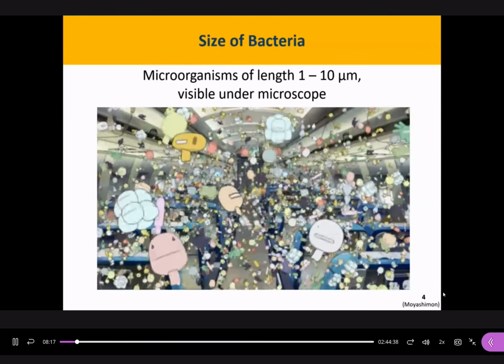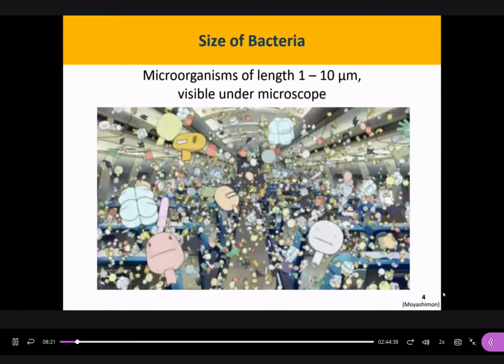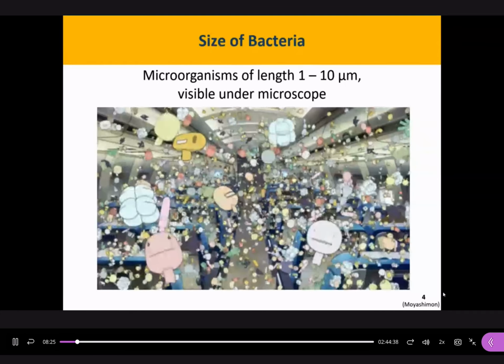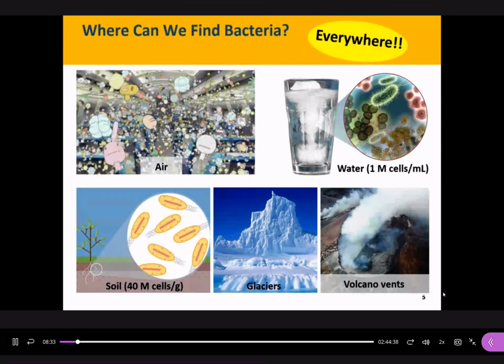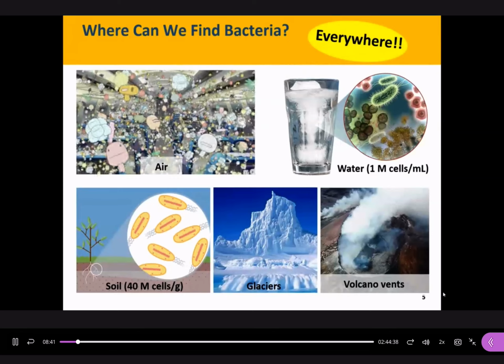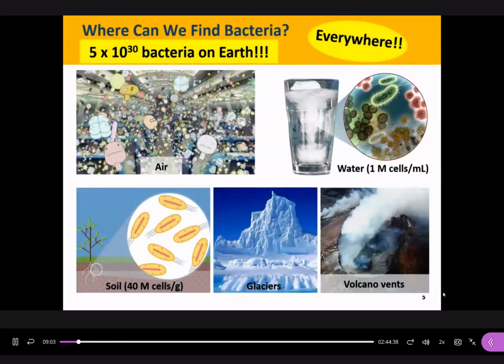They're visible under a microscope, and this shows you it's everywhere. Based on their size, they can be suspended in air. Where can we find bacteria? Air, water. Surface water has 1 million cells per milliliter. Huge number, right? Soils, 40 million cells per gram of soil. That's an extraordinary number. Even under certain extreme conditions, we can also find bacteria. The total number is 5 times 10 to the 30th. Human beings, 8 billion.